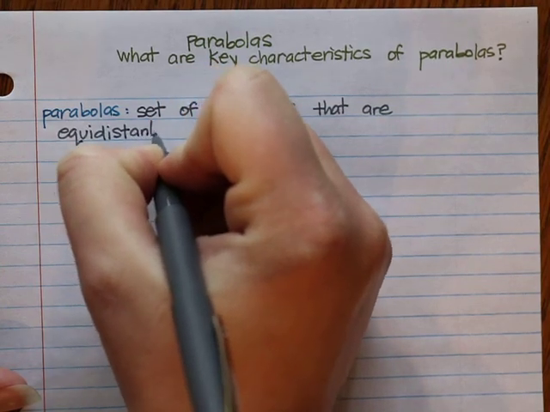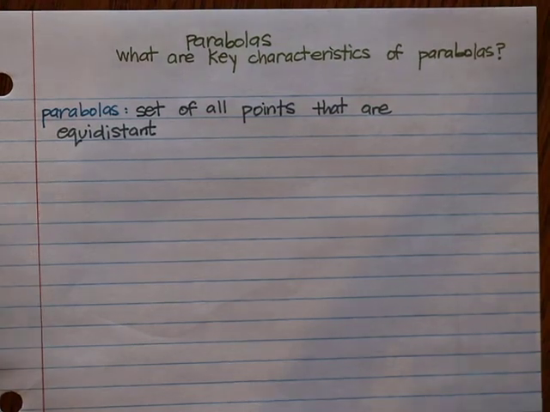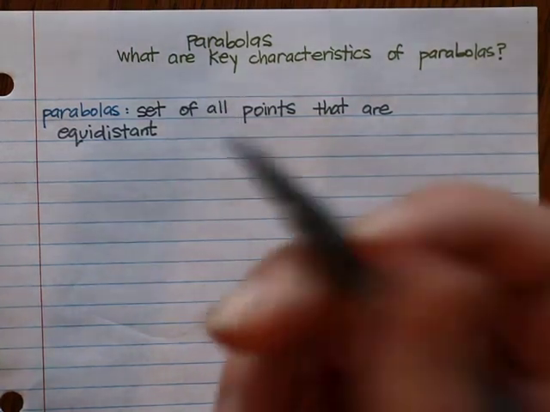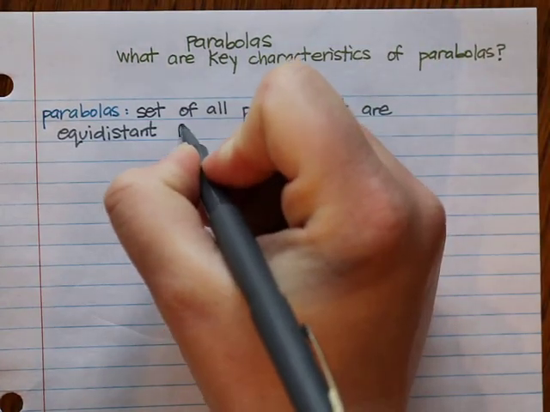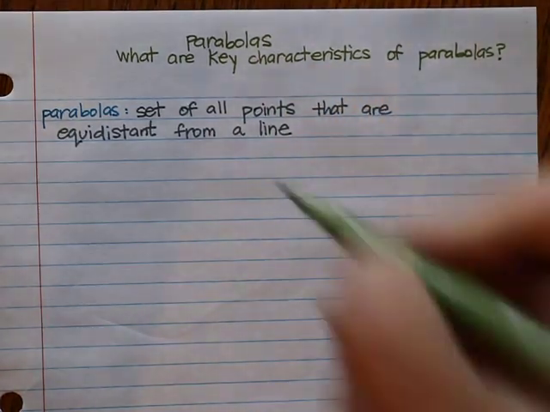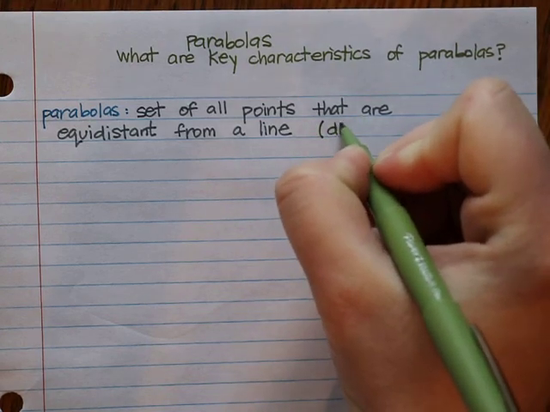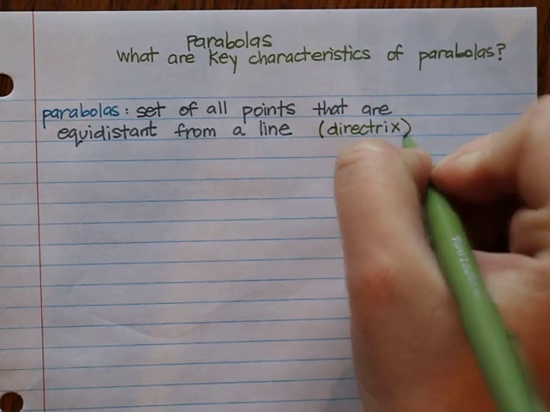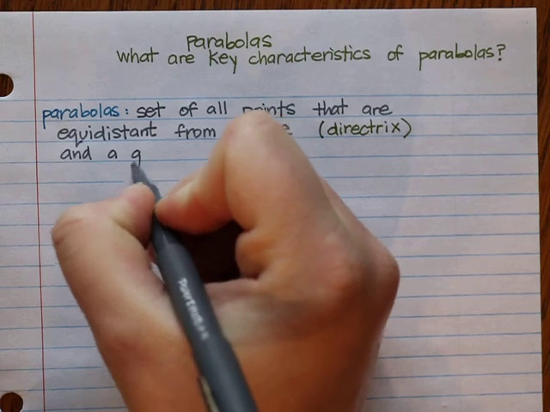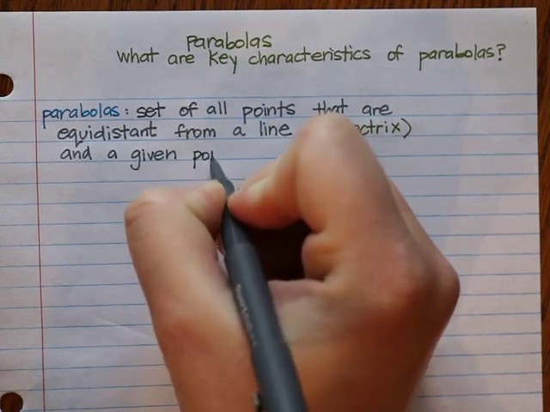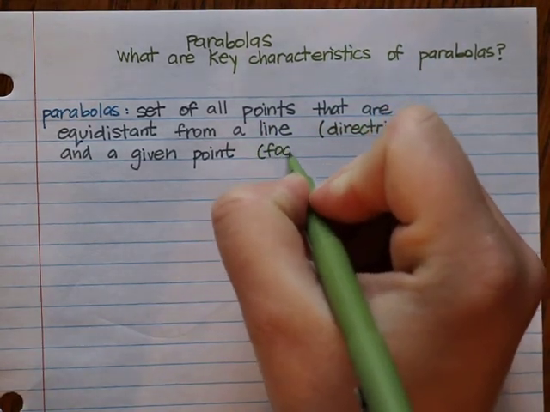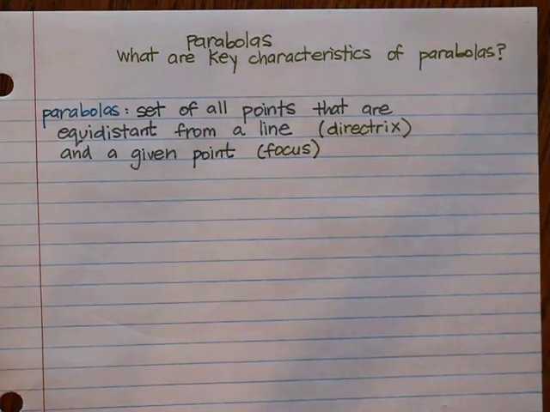Equidistant is an awesome word. It just means that they're the same distance away. Equal meaning equal, distant talking about how far away. They're all the same distance away from something. And for parabolas, they're equidistant from a line. And that line gets a name that you saw maybe when you did some Desmos: the directrix, and the given point, which is the focus. Again, another word that we've seen before.